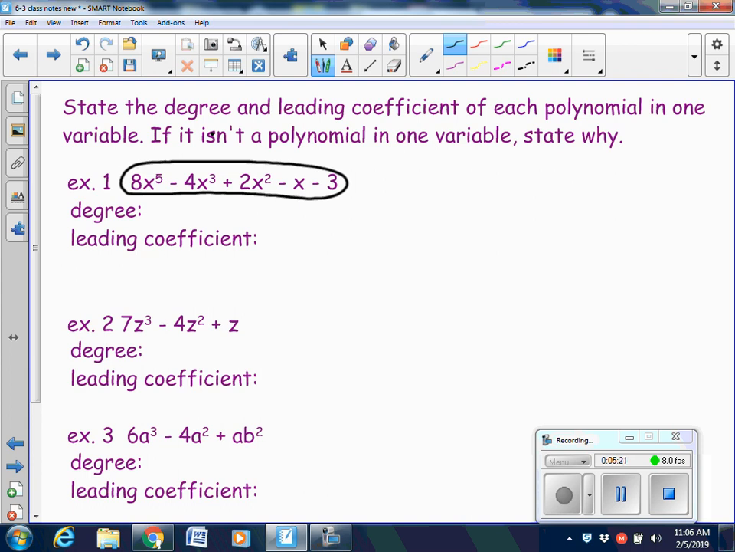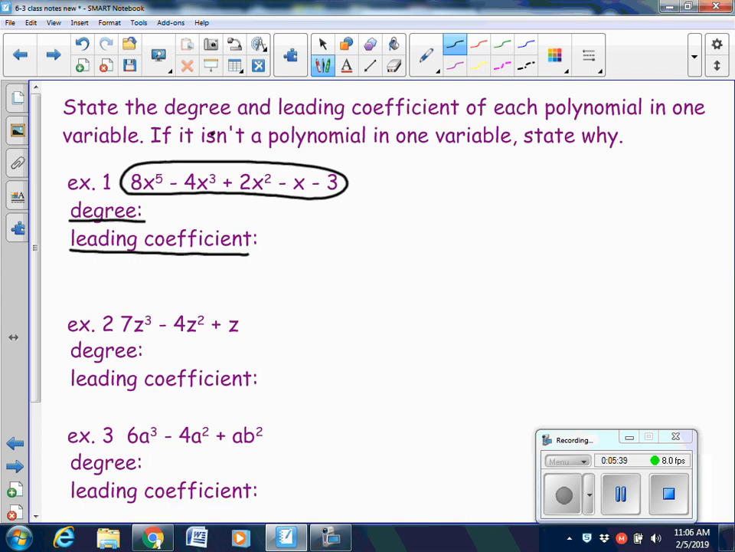Later on in this chapter, we're going to learn how to graph it, but we have to do baby steps up until we learn how to graph it. So the first thing we have to learn is what a degree is and what the leading coefficient is for all of these problems that are on this template. So the degree is the highest power.